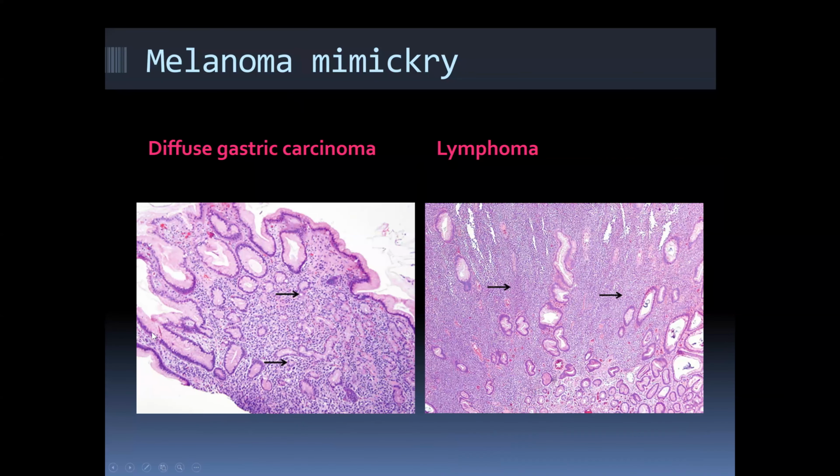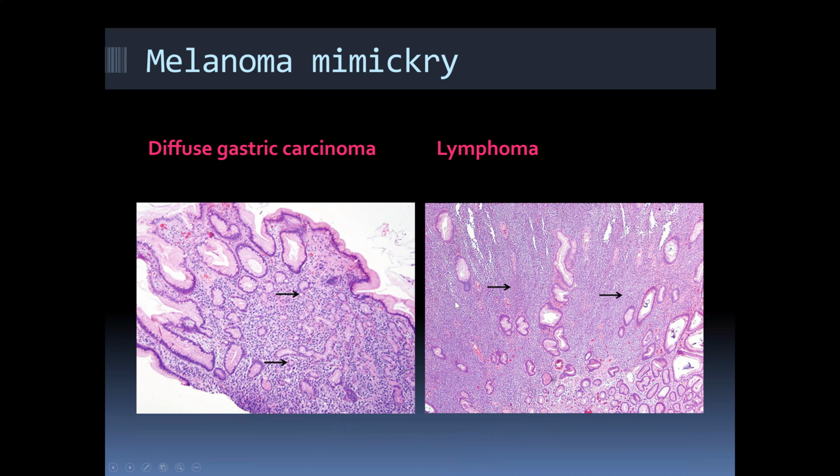Here's a nice example of what looks like diffuse gastric carcinoma. You see the infiltrate here in between the cells. It's sort of linitis plastica-like. The cell size is fairly small. And you see some normal, maybe even some abnormal parietal type glands here. But this, in fact, turned out to be malignant melanoma.